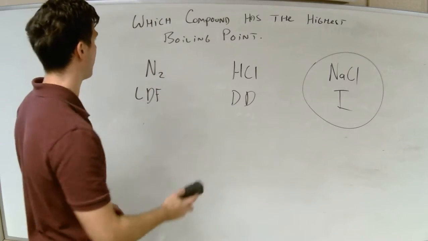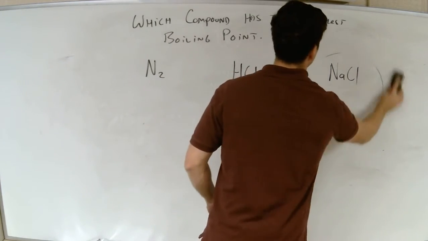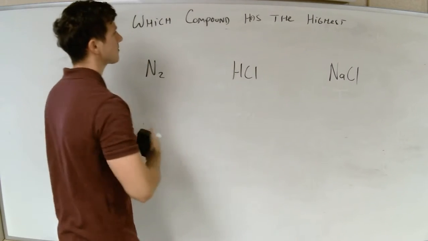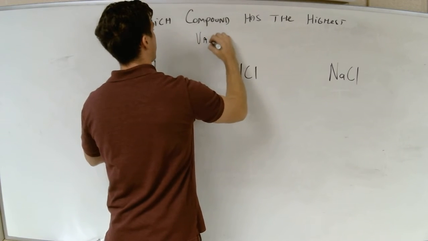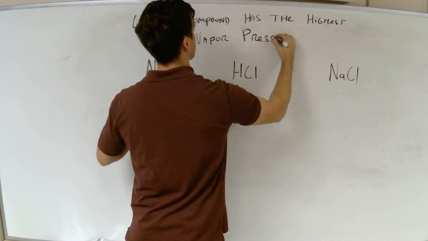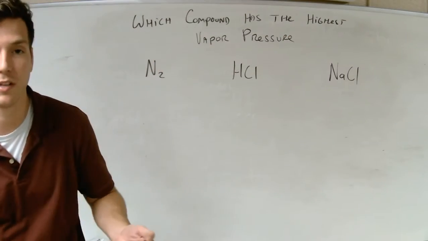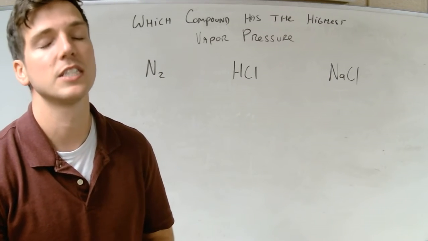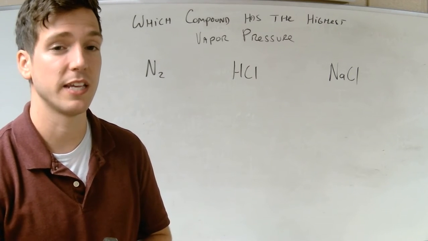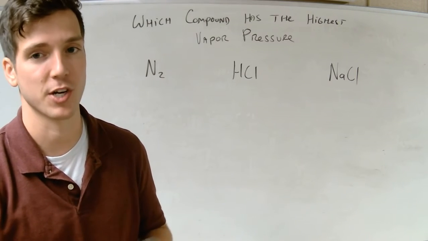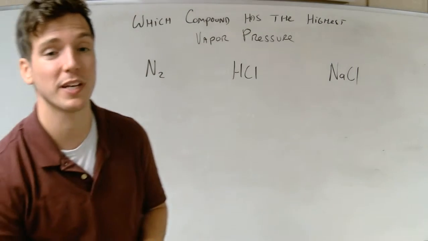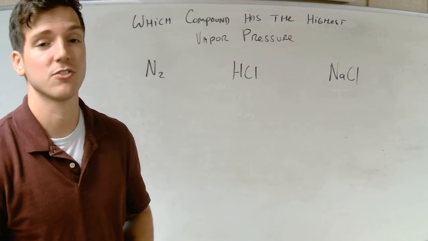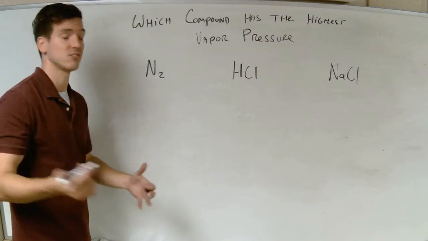Another thing they will ask you is which compound has the highest vapor pressure. Vapor pressure is just exactly what it says. It's pressure created from vapors. Pressure's created from gases. So the easier something is to turn into a gas, the more pressure it's going to give off. So we've got to look at which one is easiest to turn into a gas, which one has the weakest intermolecular force, so which one is going to give off the most gas pressure.